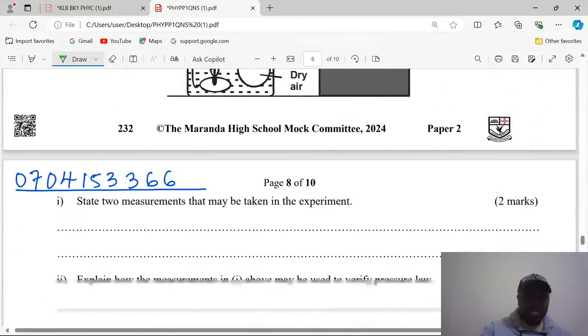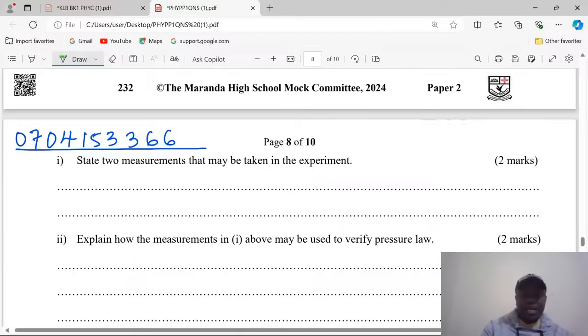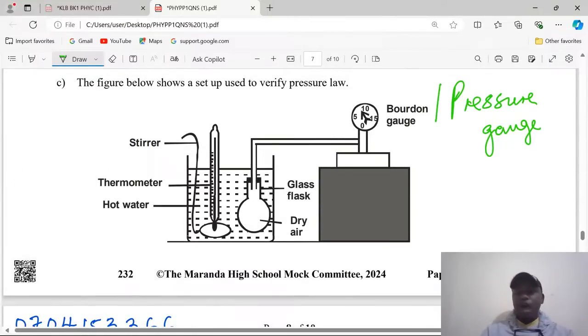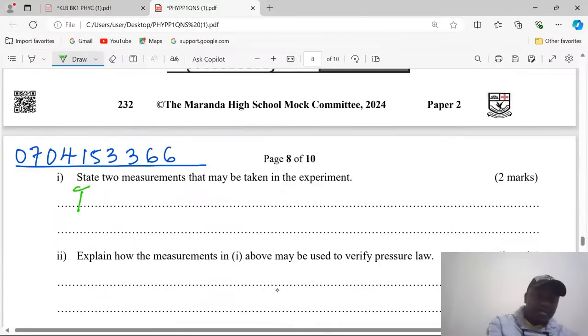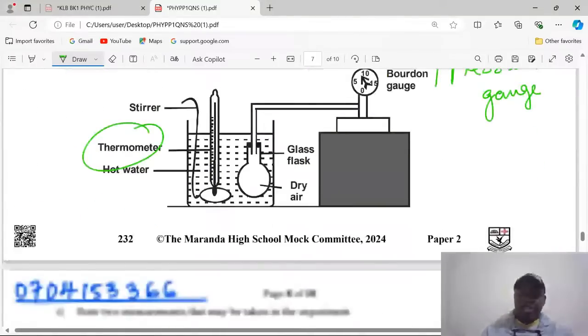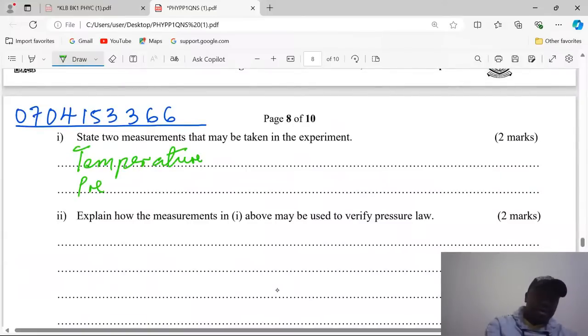So when you look at this question, we are told the first thing is to state two measurements that may be taken in the experiment. When you look at the apparatus, there are only two instruments from which some quantities can be read. There is a thermometer, which means temperature can be read. There is a Bourdon gauge, which means pressure can be recorded. It's good to know that we are simply comparing temperature and pressure. Explain how they may be used to verify the pressure law.